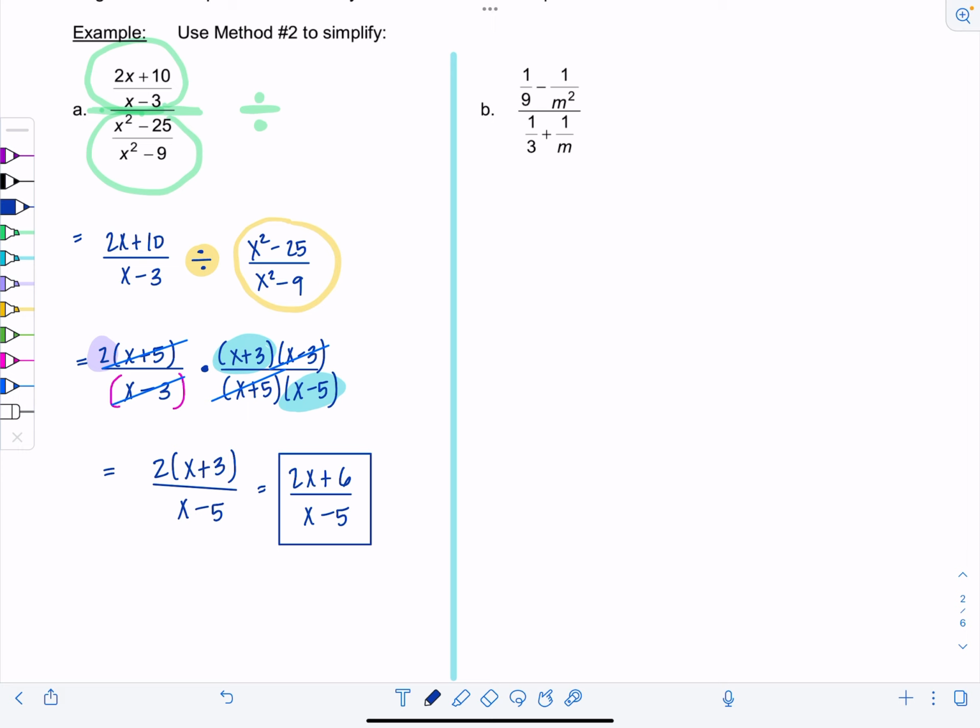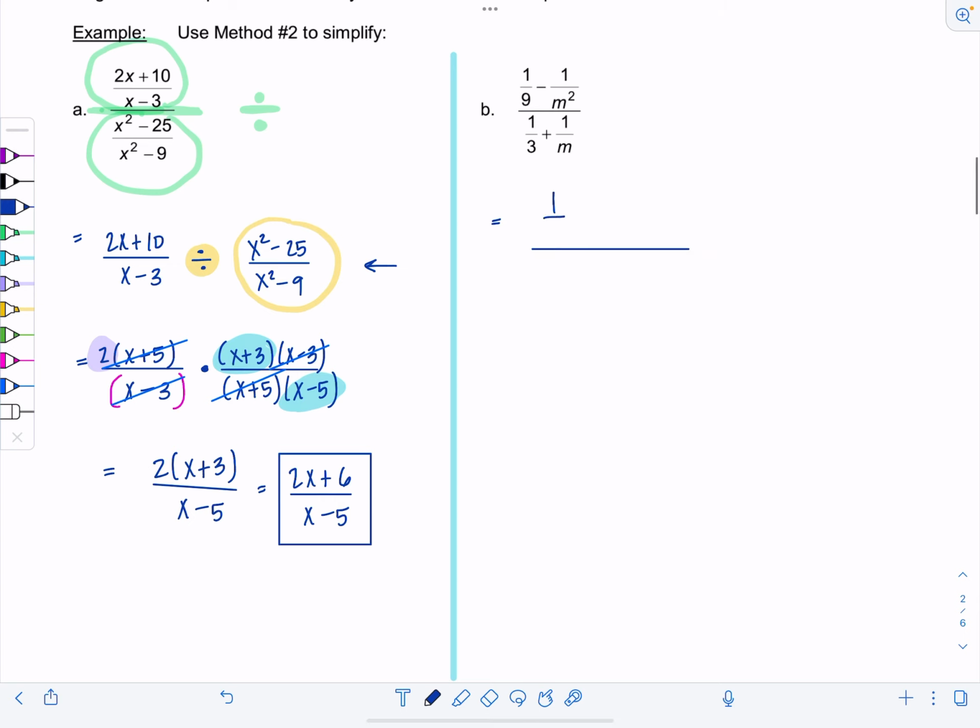Next example, this one's going to take a little more work. We can't jump straight to this step yet because you see how we have two terms in the numerator and we have two terms in the denominator, we have to add those together or subtract them first. Okay, so let me rewrite everything nice and spaced out.